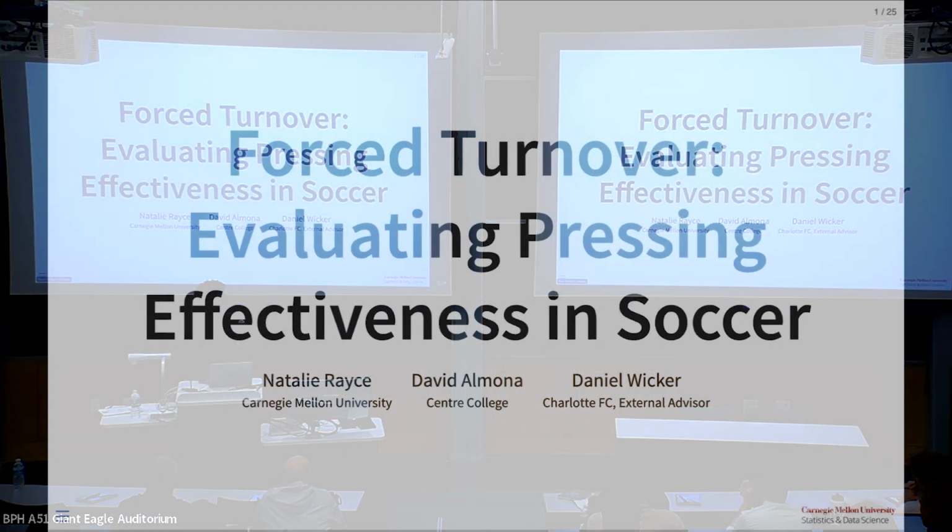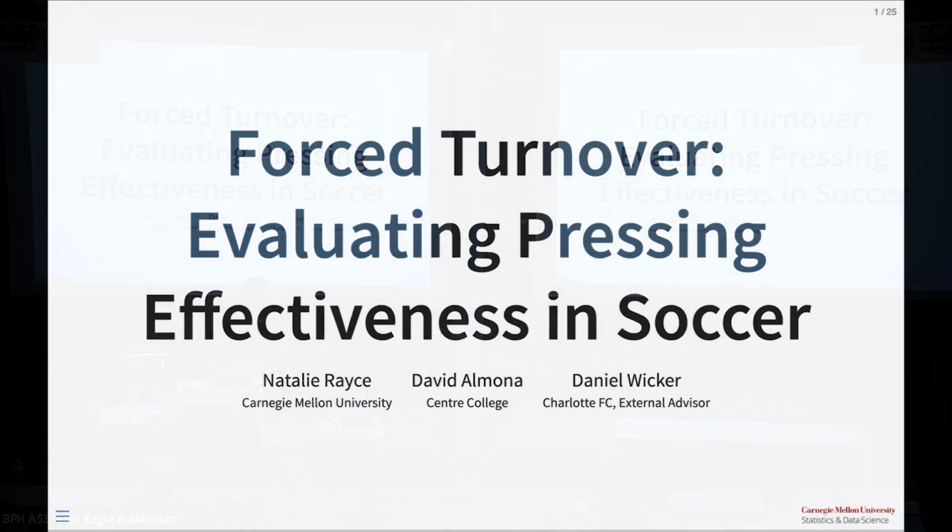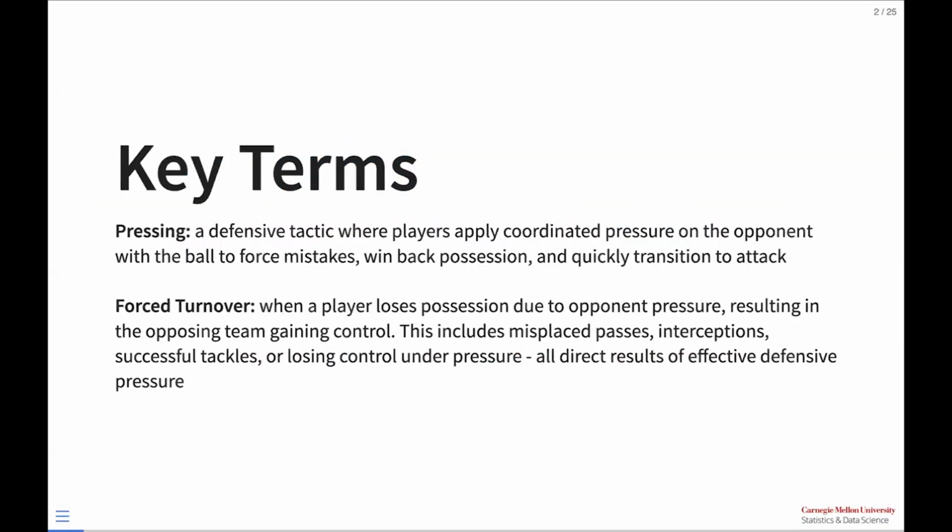So we are going to talk about evaluating the pressing effectiveness in soccer. To start off with some key terms, because I know not a lot of people watch soccer or pay that much attention to it: a press is basically a defensive tactic where the opposition applies coordinated pressure in an attempt to win the ball from the person who has the ball. The idea is to force them to make a mistake and hopefully transition into an attack. A forced turnover is the mistake that happens when the person with the ball has lost control of the ball because of a press.